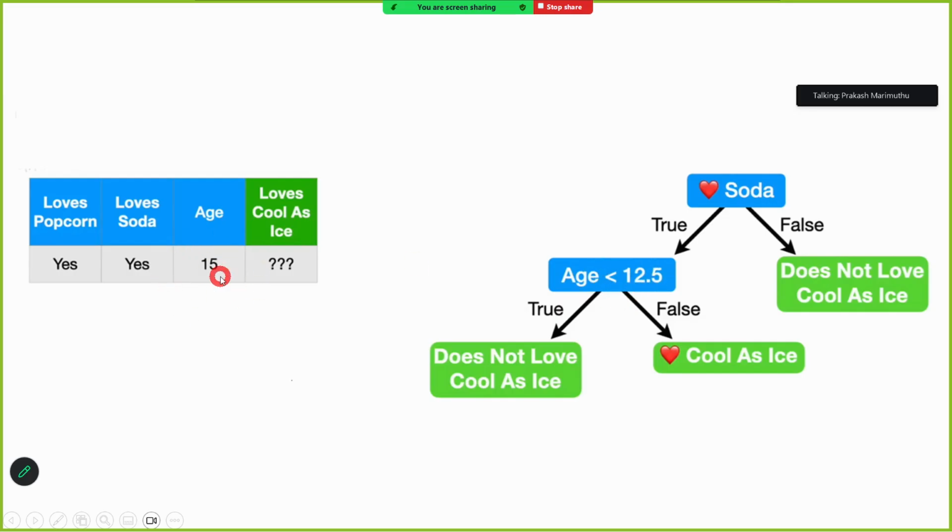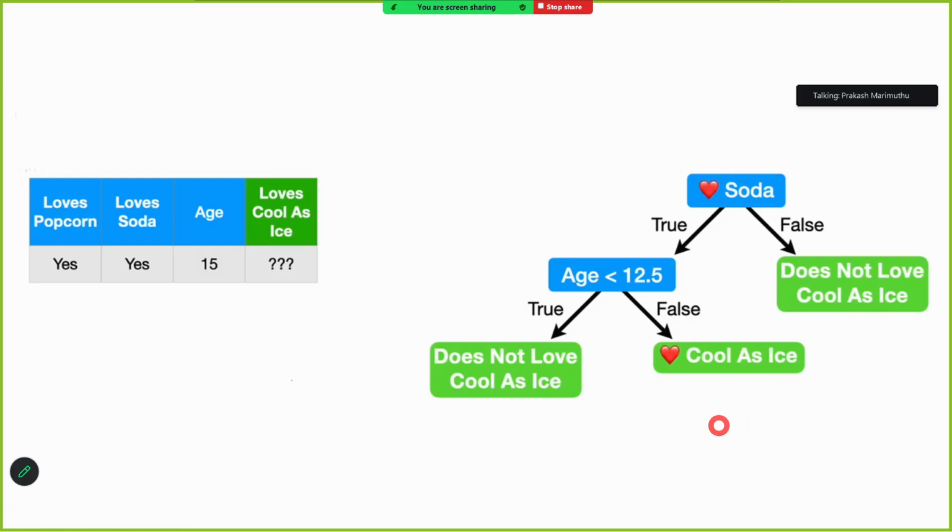No, his age is 15, so it is false. So he is going to like the movie. That is the conclusion. So for this data set, what will this question mark be? Yes, he loves the movie Cool as Ice. This is a simple decision tree.